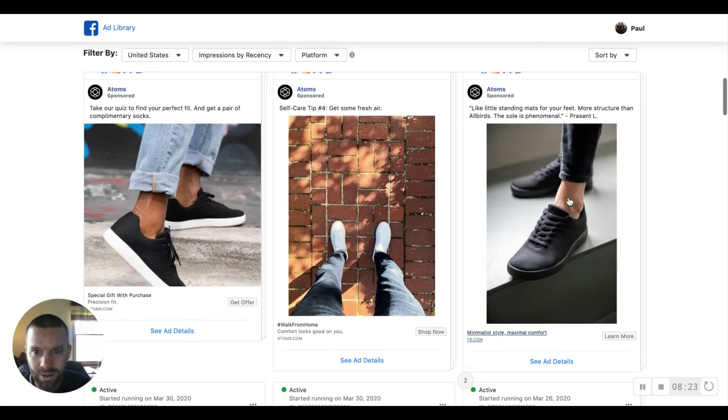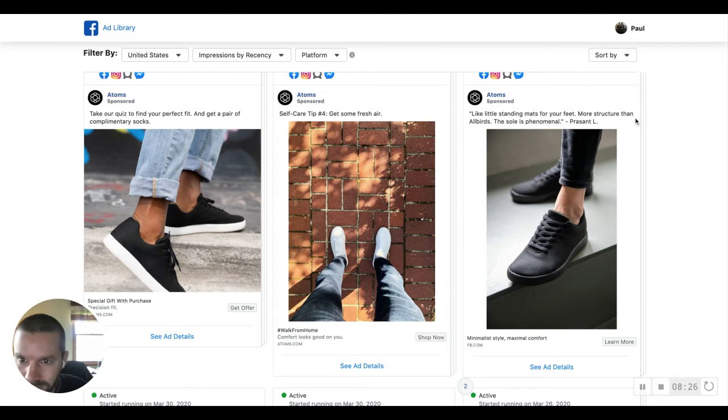Let's look at some other ones here, right? Like little standing mats for your feet, more structure than Allbirds. The sole is phenomenal. So you could probably guess from this that they're comparing themselves to Allbirds, to another sneaker company that's probably their largest competitor. If I was doing research, that would hit me up, like Allbirds is a competitor. And they're also using reviews, so they're using a customer review here. They're invoking that it's like a standing mat. It's structured, but it's minimal and it's comfortable. And again, this minimalist style, maximal comfort, which is highlighted by the very minimal photo as well.